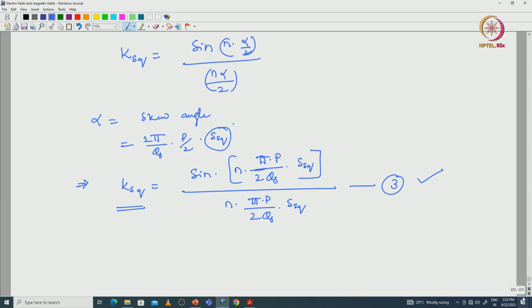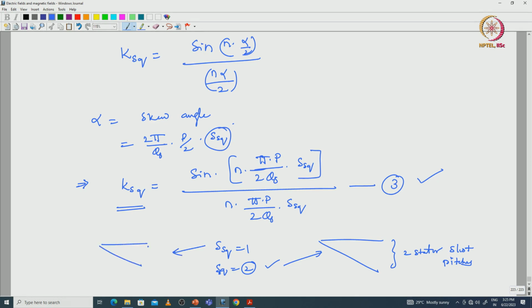If SSQ is equal to 1, then on the rotor side we are skewing one stator slot pitch. If SSQ is equal to 2, we are skewing the rotor by 2 stator slot pitches. And for this one, this length will be 1 stator slot pitch.